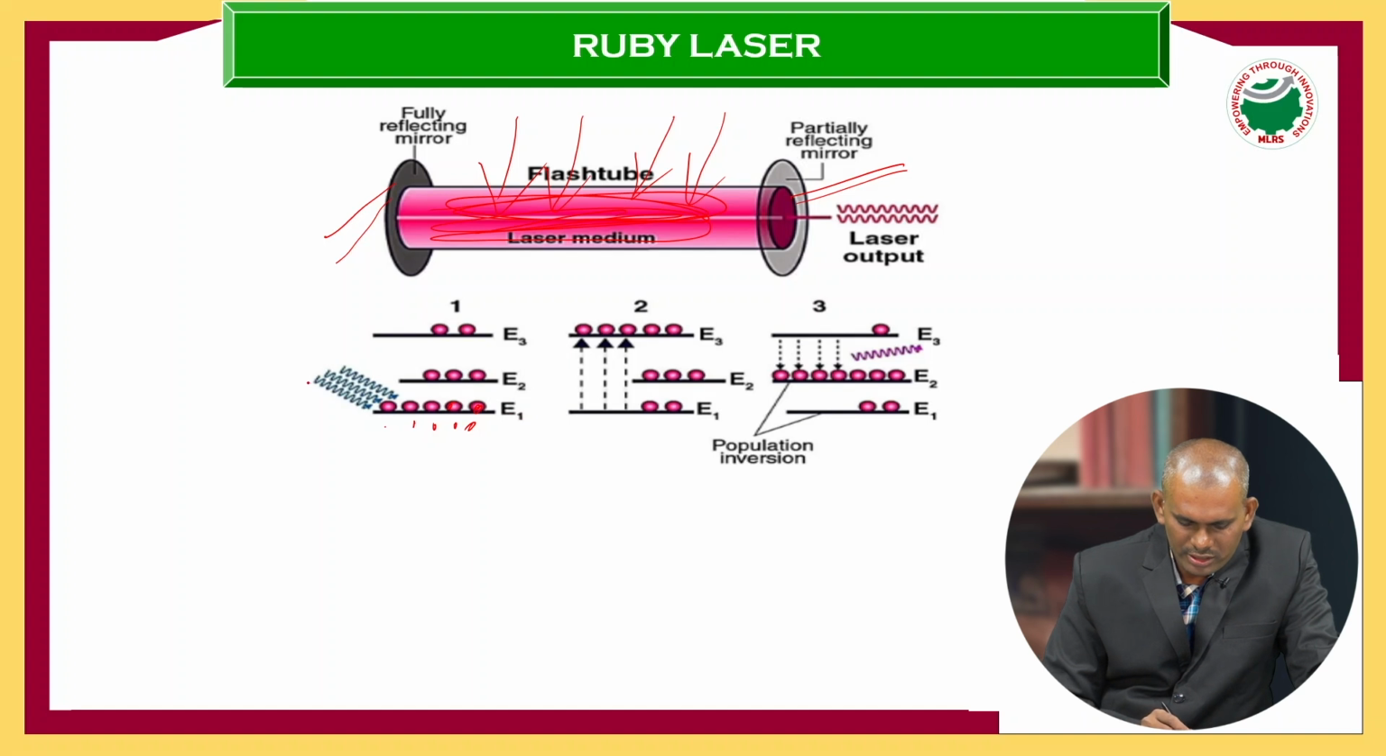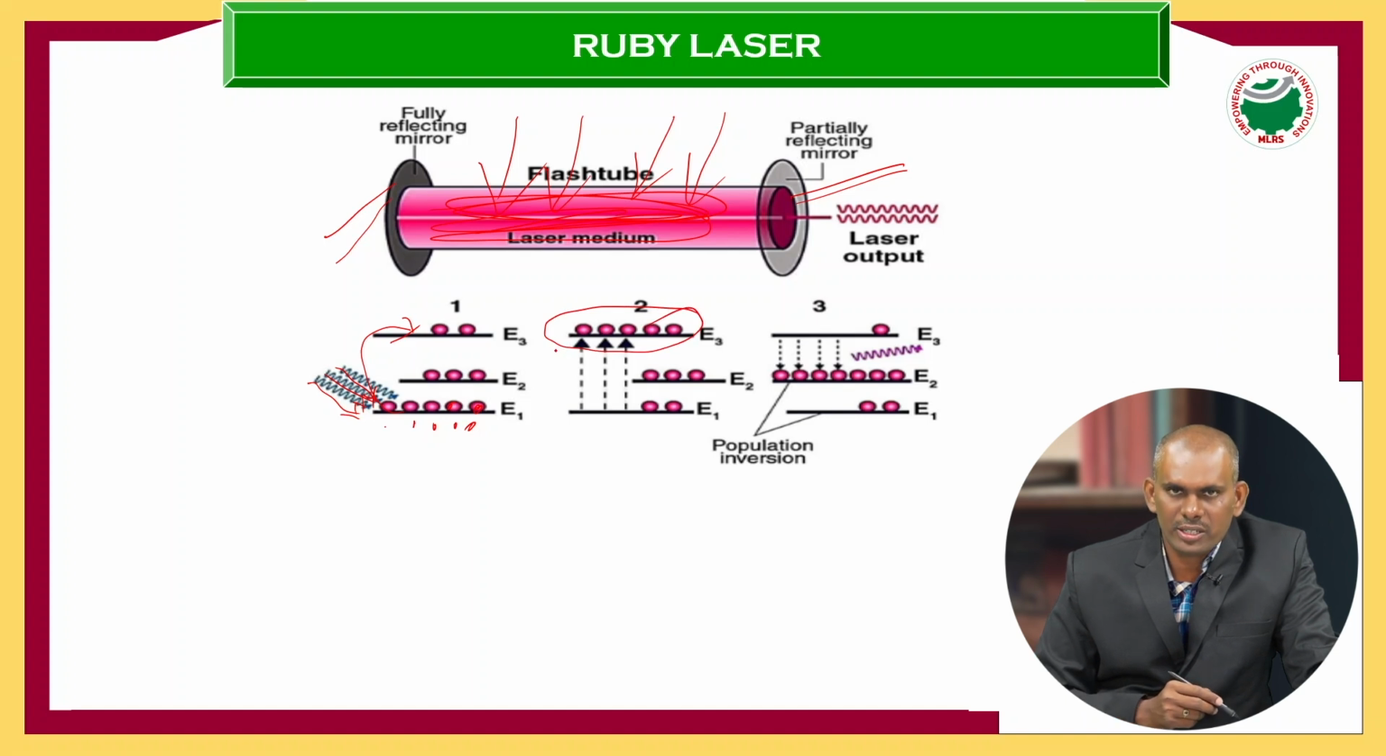Whenever we are incidenting some photons, the photons are nothing but the flash lamp. From the flash lamp, light energy is incident on the atoms in the ground level. These atoms in the ground level absorb the photons and excite from the lower energy level to the higher energy level, from E1 to E3. Like that, the population increases in the higher energy state.